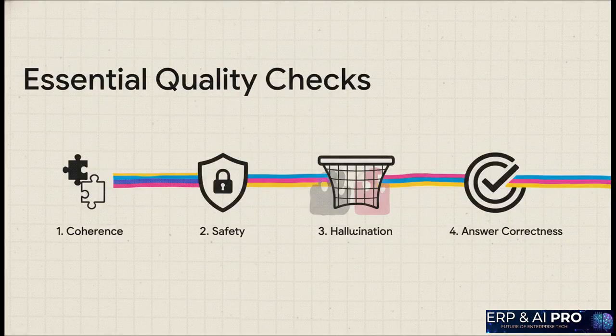But hey, being fast is totally meaningless if the answers are just wrong. So next we check for quality. Does the output actually make sense? Is it safe? Is it avoiding bias or accidentally leaking private info? Is it hallucinating? Just making stuff up? And maybe, most importantly, is the answer factually correct? These are the checks that actually build trust in your new AI system.